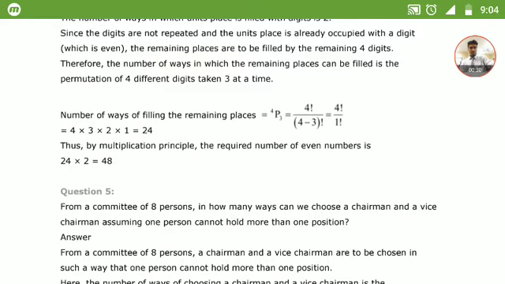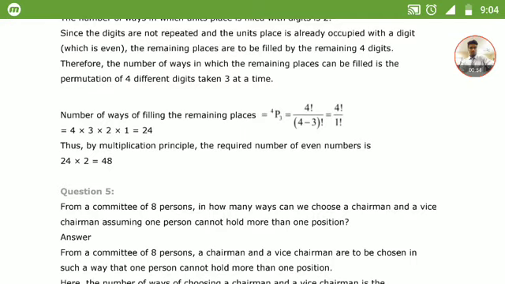So people who haven't been able to do this question number 5, I'll do it for you. From a committee of 8 members, in how many ways can you choose a chairman and a vice chairman, assuming that one person cannot hold more than one position? So it's fairly simple, okay? You have to understand that you have to arrange this. You have to choose an arrangement of two persons such that one can be chairman and the other can be vice chairman.